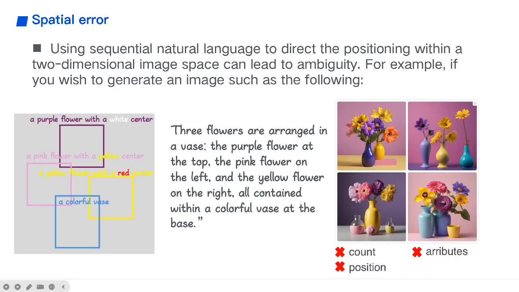Although current text-to-image generation models have become remarkably powerful, they still struggle with spatial accuracy. For example, imagine a layout in your mind like the one shown on the left. You want to generate a vase with 3 flowers, one purple with a white center, one pink with a yellow center, and so on. But here's the problem. How do you craft a prompt that allows the model to generate exactly what you want in your mind?